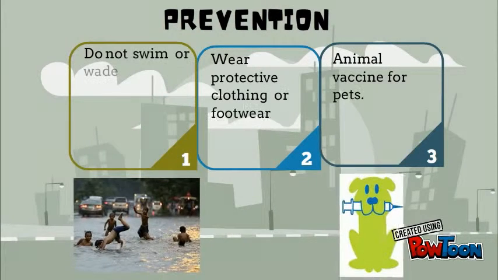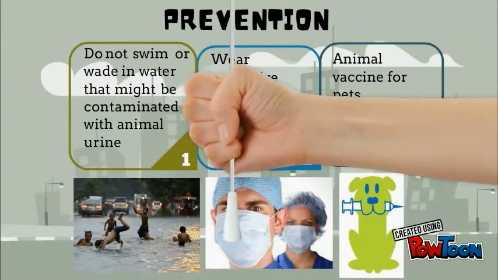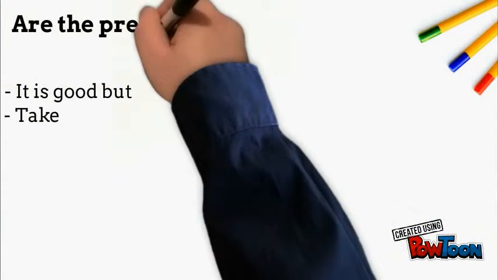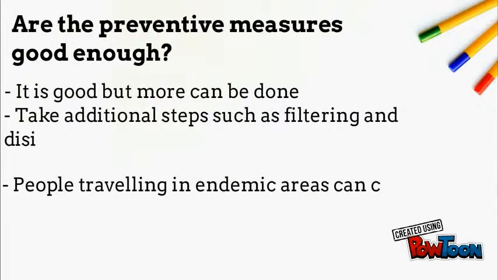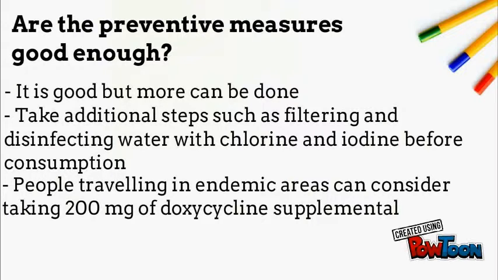Basically, examples of prevention are not swimming in water that is contaminated with animal urine, wearing protective clothing, and providing animal vaccines for pets. Lastly, we'll go into some discussion about our topic, leptospirosis. So, are the preventive measures good enough? It is good, but more can be done. For example, additional steps should be taken such as filtering and disinfecting water with chlorine and iodine before consumption, especially in rural areas. Also, people traveling in endemic areas can consider taking doxycycline supplements.